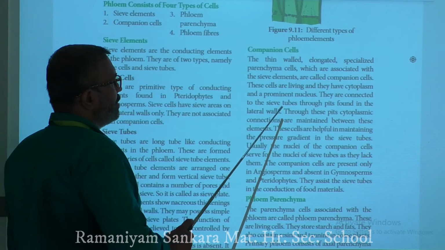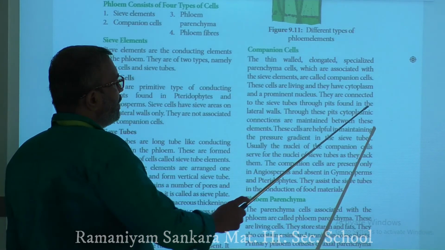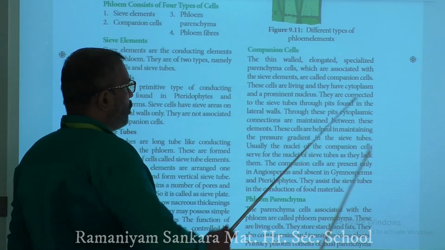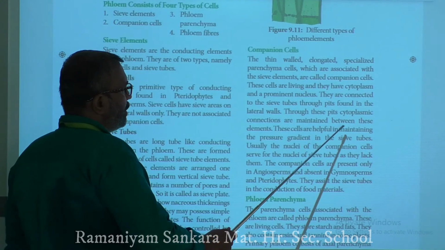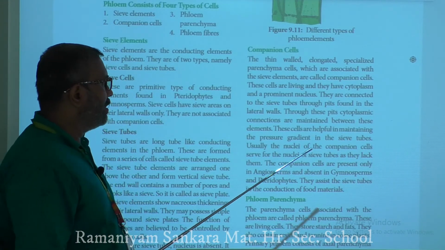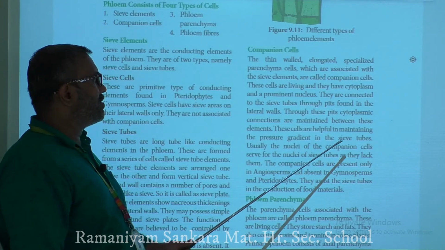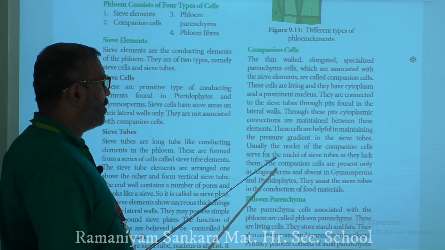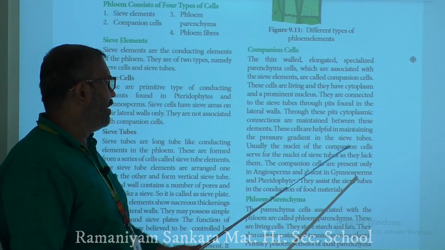They are connected to the sieve tubes through the pits found in the lateral walls. Through these pits, cytoplasmic connections are maintained between these elements. The cells are helpful in maintaining the pressure gradient in the sieve tubes. Usually the nuclei of the companion cells serve as the nuclei of sieve tubes, as sieve tubes lack them.